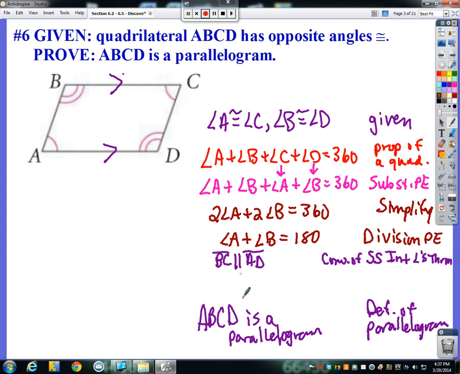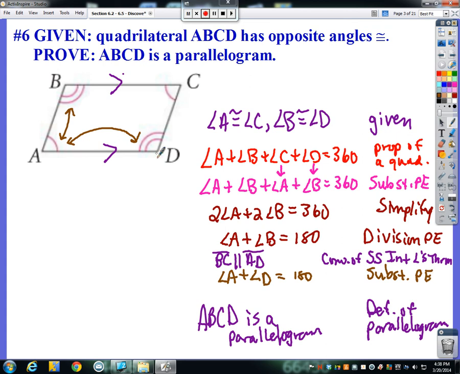Now you might think, man, are we going to have to start all the way back over and try to focus on B and C or A and D so that we can get that AB and CD are now parallel? No. We can use this line right here. If we knew A and B added up to be 180, let's focus on A and D. Well, I can just take this line that A and B equal 180, and instead of saying angle B, what else is angle B originally equal to? Angle D. So there I'm using substitution.